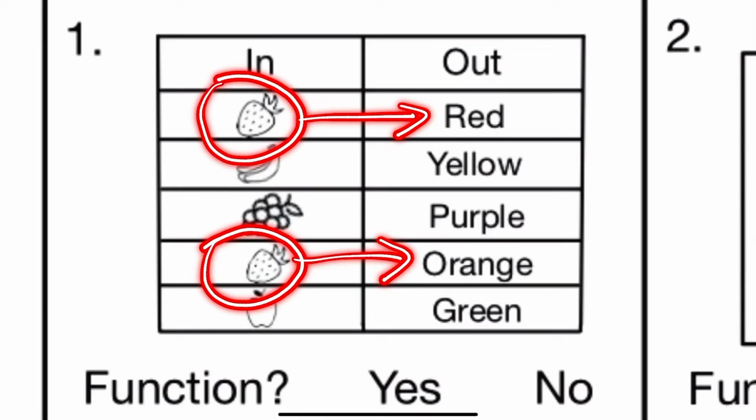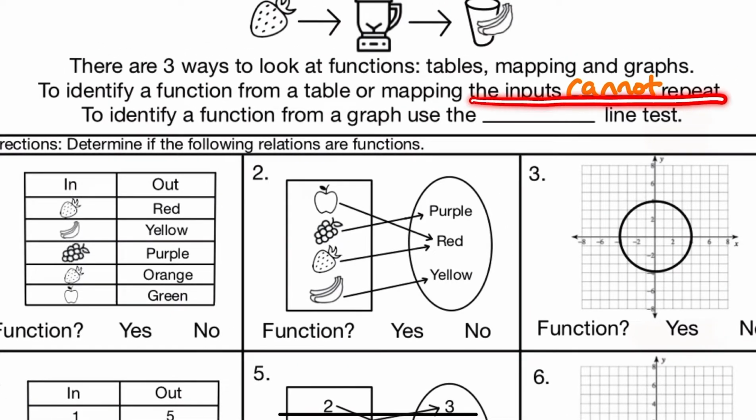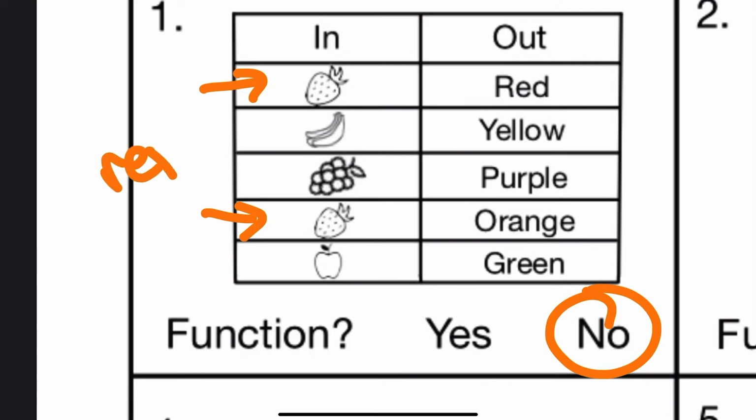It's the same item. We should get the same thing out, but this is giving us 2 different things. So, since that does not make sense, and again, it's set up here, the inputs cannot repeat. Here I have 2 repeating inputs. This is not a function because these 2 things, strawberries, pop up more than once. They repeat. Therefore, this is not a function. Okay? Again, the same thing cannot pop up more than once in your inputs because every input has to have 1 output.